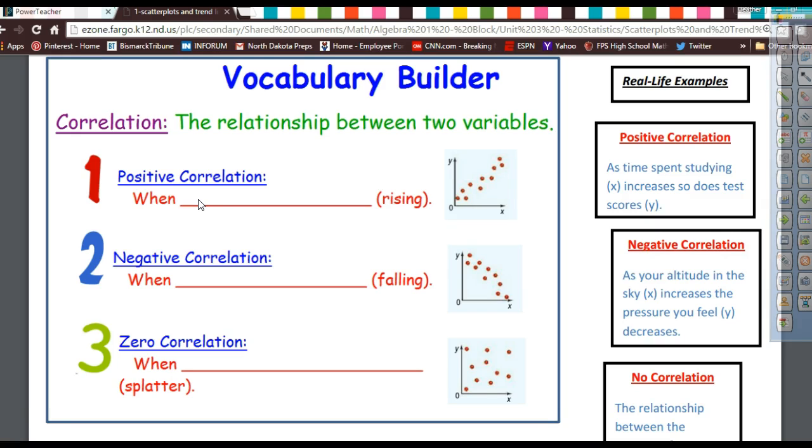Okay, when the altitude in the sky increases, the pressure you feel decreases. I have no idea what that means.